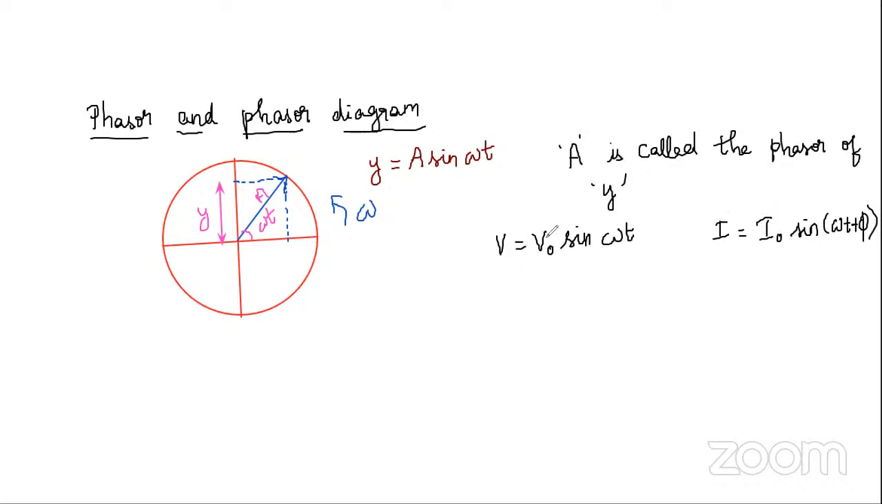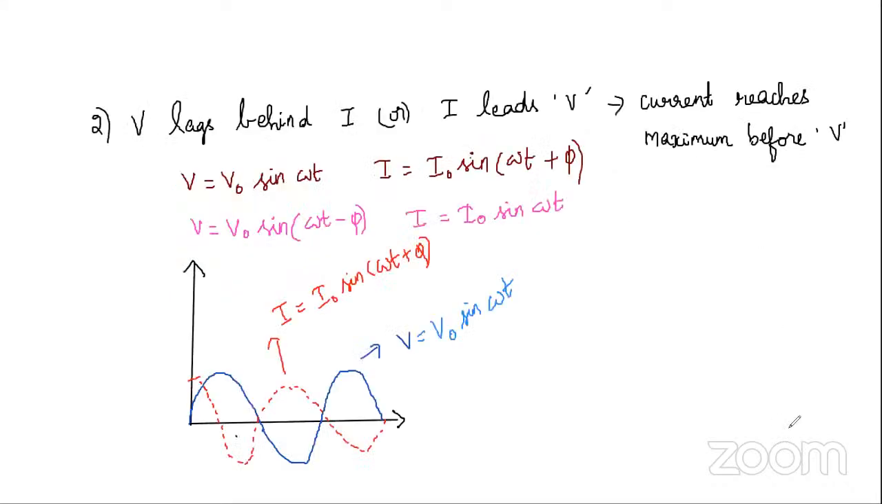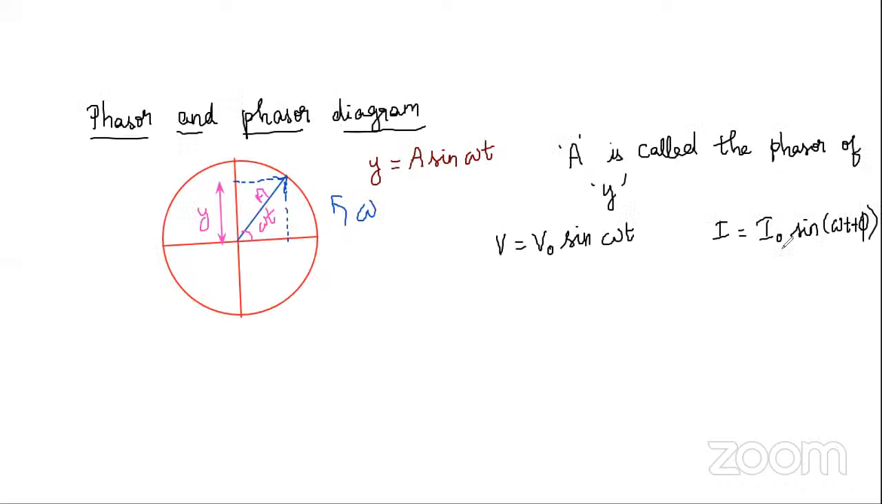V naught is the phasor of V, I naught is the phasor of I, both rotating with common angular velocity omega. But here you need to see which one is leading. According to this equation, V equal to V naught sine omega t and I equal to I naught sine omega t plus phi, this means current is leading the voltage by phi. So similar equation I have written here. Current is leading the voltage by this phase phi.